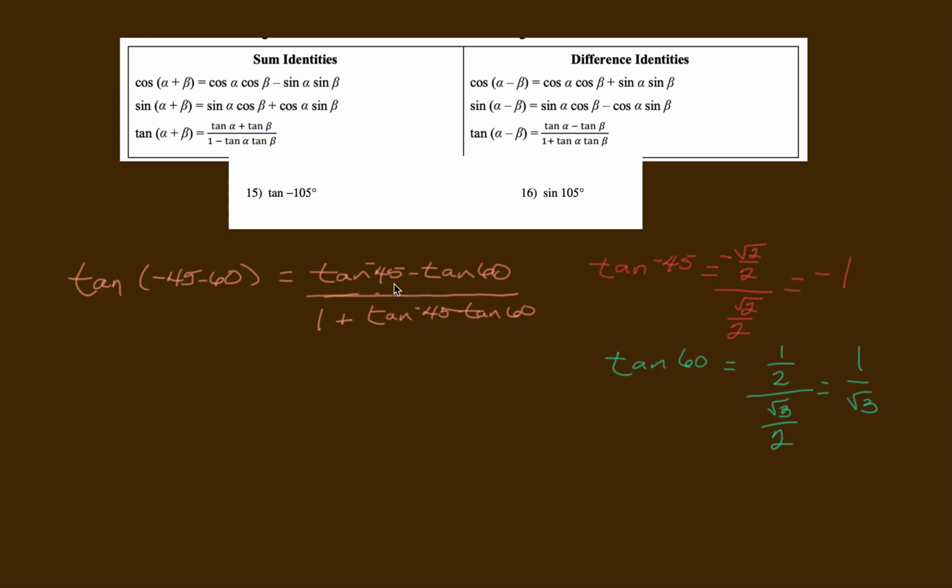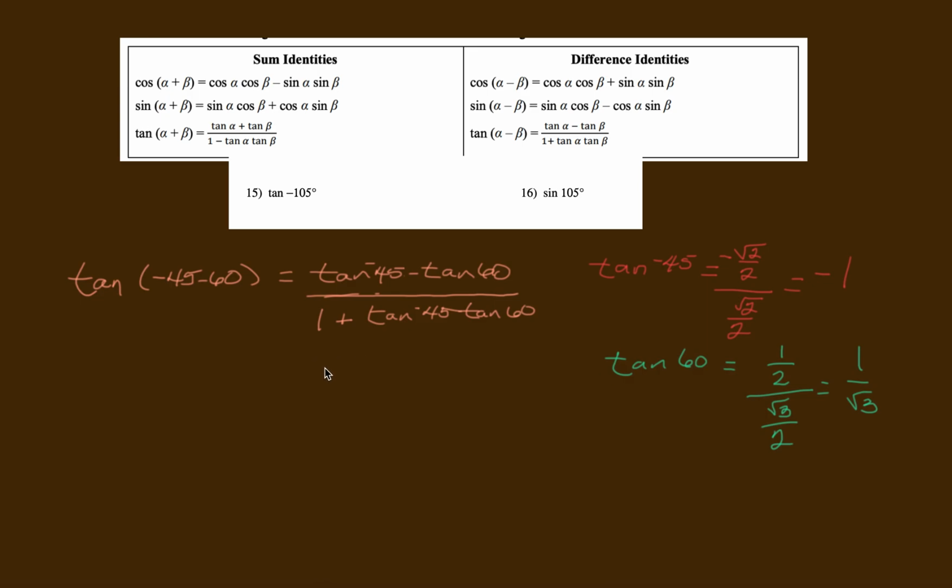Tangent of negative 45, I solved that for you. I found that for you. It's just sine over cosine. Again, tangent 60, I did this down here. I found it to be 1 over root 3. So let's go ahead and solve this one.